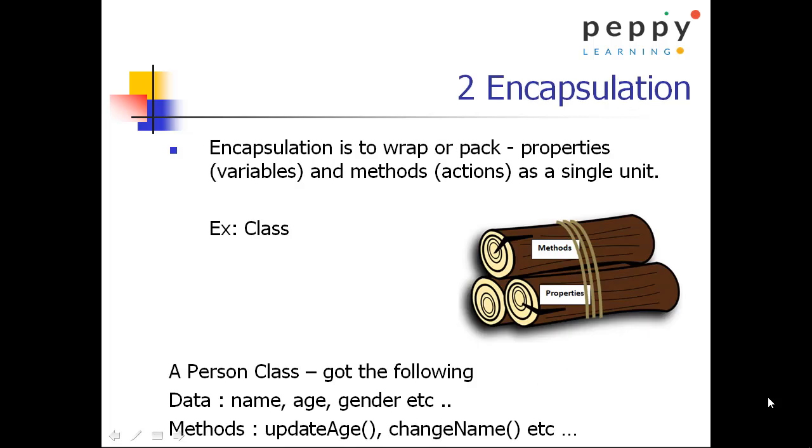Encapsulation. Encapsulation is to wrap or pack properties and methods as a single unit. Example, a class. A person is a class. It has the following: person name, person age, gender, and methods. We can update the age, we can change the name, and we can know the state of a person. It is called encapsulation. The encapsulation can be handled through access specifiers in Java, which we can see in further videos.